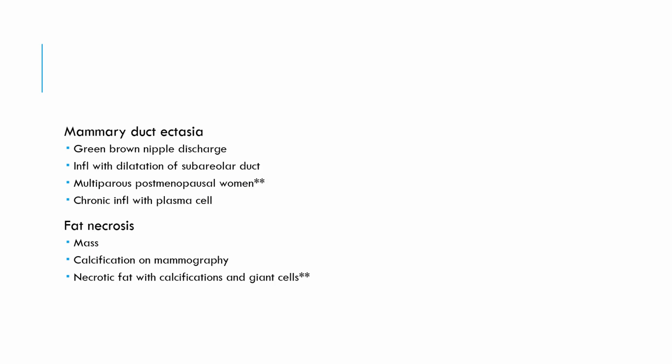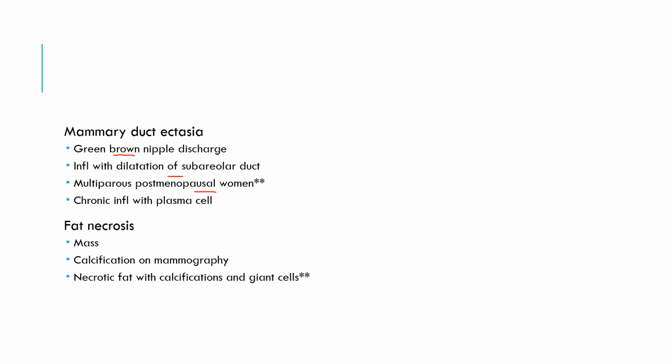Then mammary duct ectasia. As mentioned, it's a green-brown nipple discharge. There is inflammation with dilatation of the subareolar duct, usually in multiparous postmenopausal women. So in a postmenopausal woman, when you see a breast mass, it has to get you alarmed. You have to investigate for ruling out breast cancer, because breast cancer is increasing with increasing age.